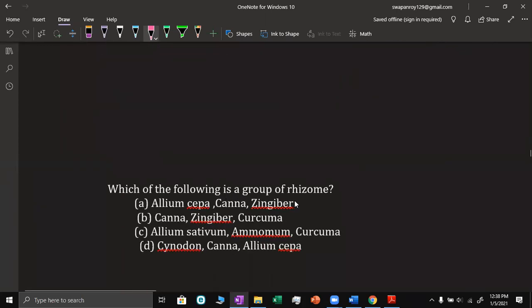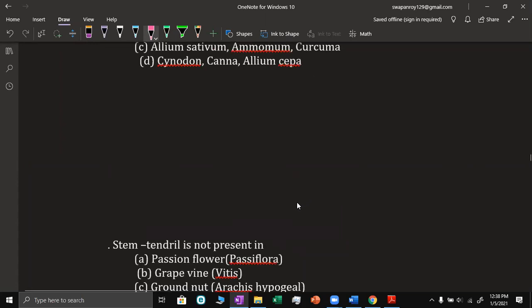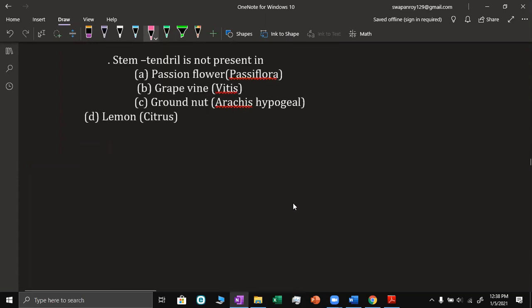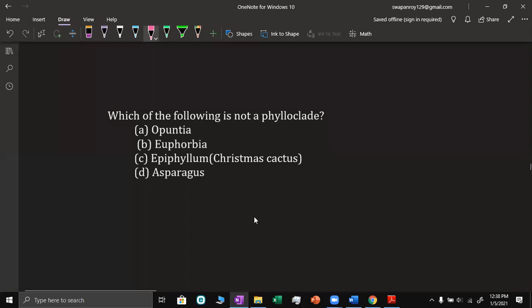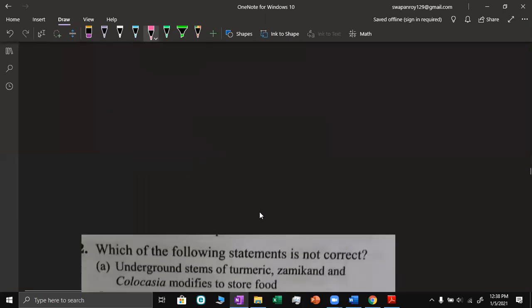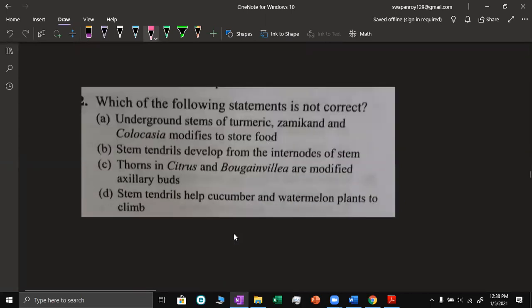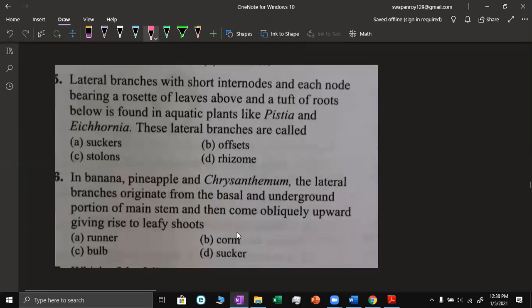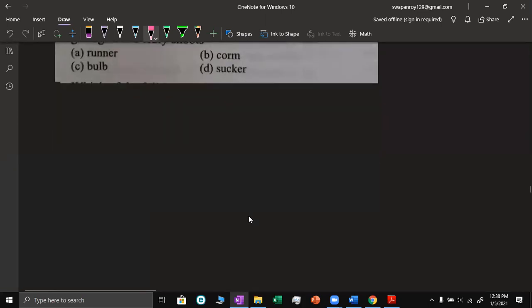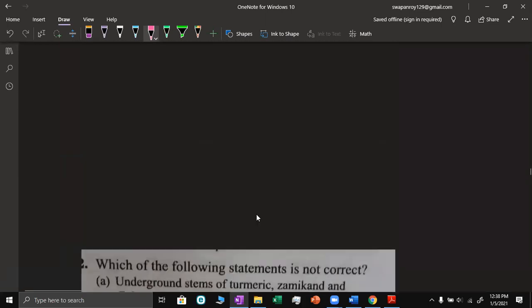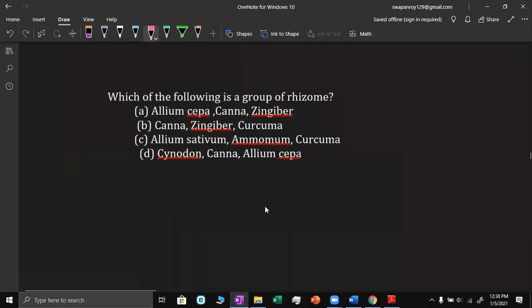Which of the following is a group of ribosome? This is also a stem modification, all these are mainly, of course. Okay, let's come to the stem portion.